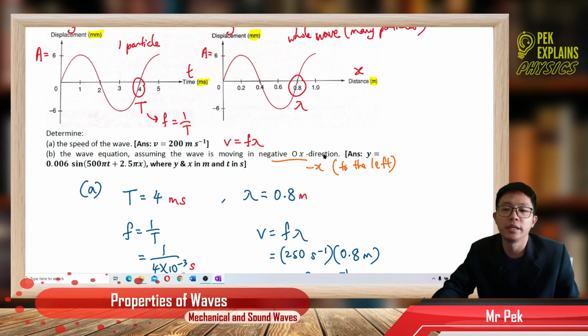The wave is traveling in negative X direction. Negative X direction means to the left. To the left means positive kx. You put positive.